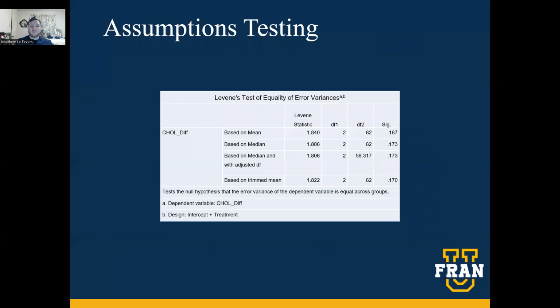Below, you'll find our assumptions testing using Levene's test of equality of error variances. This tests the null hypothesis that the error variance of the dependent variable is equal across groups. Thank you for listening to my presentation.